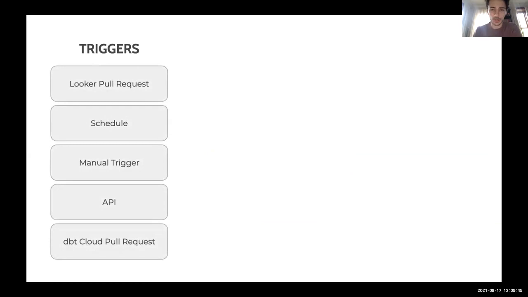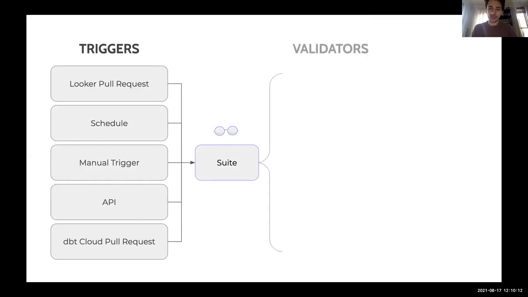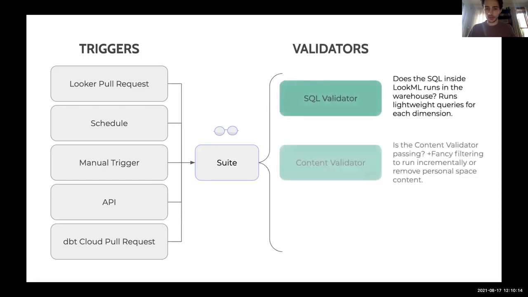So we support the naive case, which is the LookML pull request, but everything from manual runs to schedules to what Dylan will be spending a lot of time on today, which is dbt Cloud as well. These triggers are all connected to a suite, which, if you're a dbt Cloud user, is the same idea as a dbt Cloud job. It's some config that tells Spectacles what kinds of tests you want to run and what they should be run on.